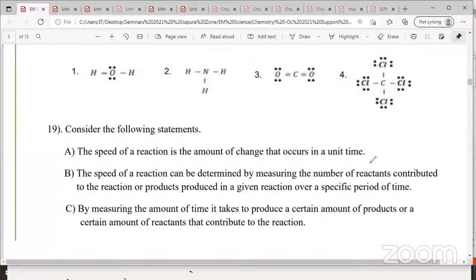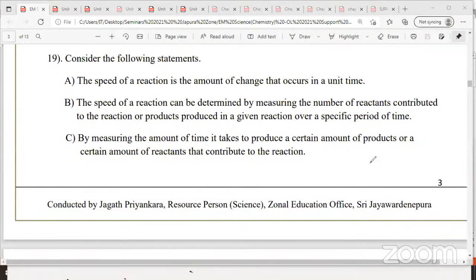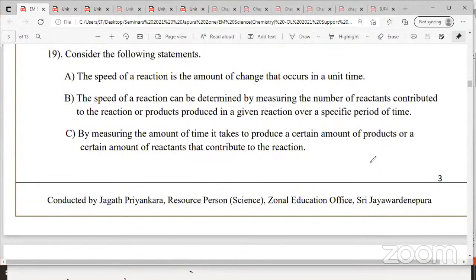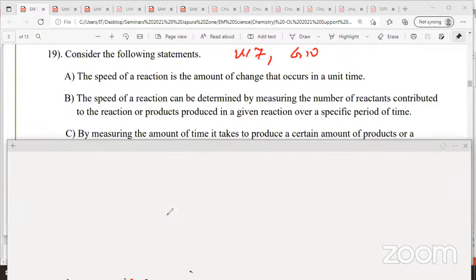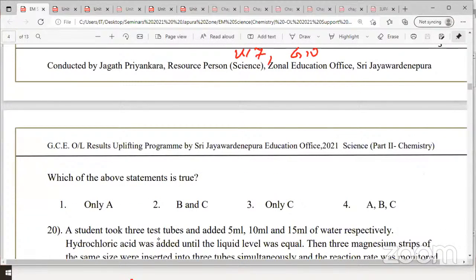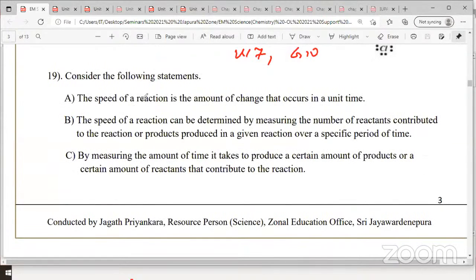Question number 19. Rate of reaction, unit 17, grade 10. The speed of reaction is the amount of change that occurs in a unit time. I think on the next page you have the answers. The 19th one: which of the above statements? Okay, they are asking for the correct statement. Let's see which one is correct.